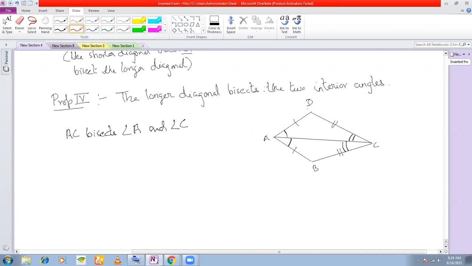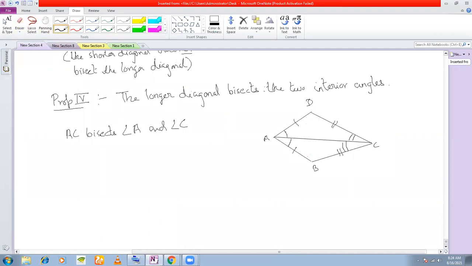But can you tell me, what can you say about these two angles? Sir, these two are equal. These two are equal. These two are equal. But in this case, angle A and angle C may not be equal. Understood? Angle A and angle C may not be equal. Okay.